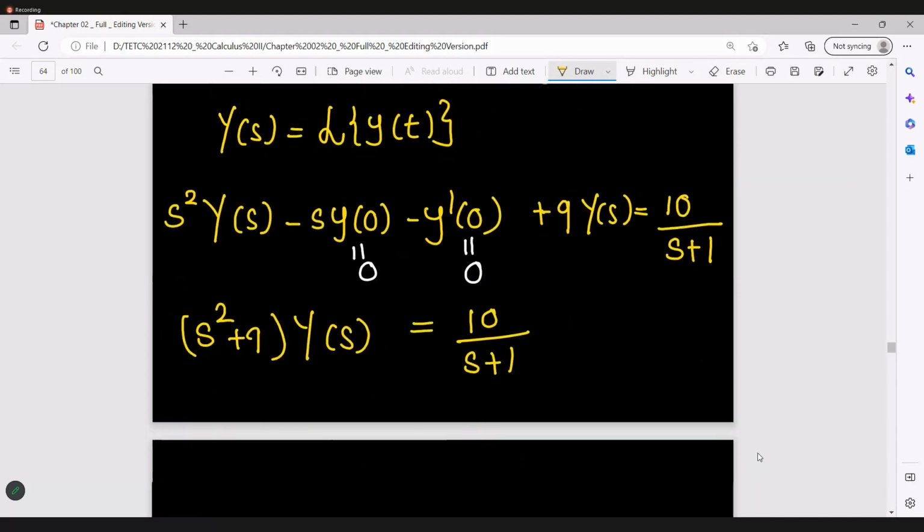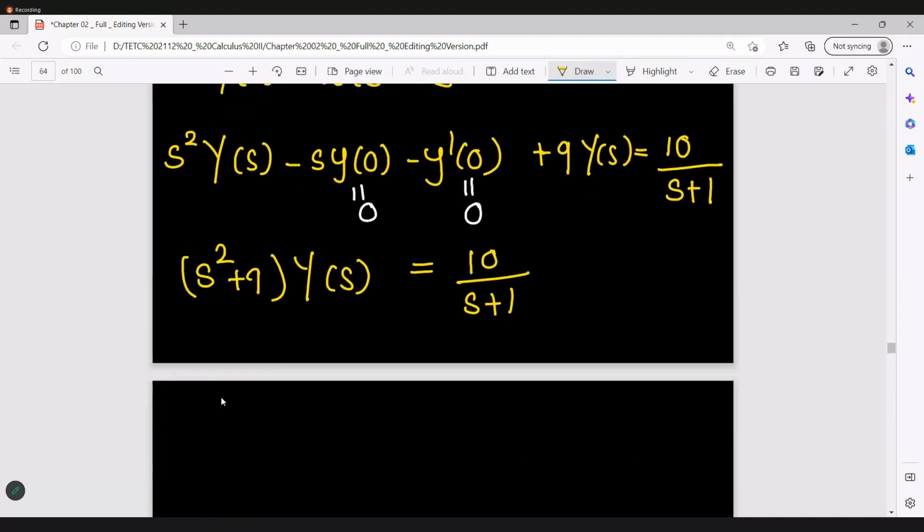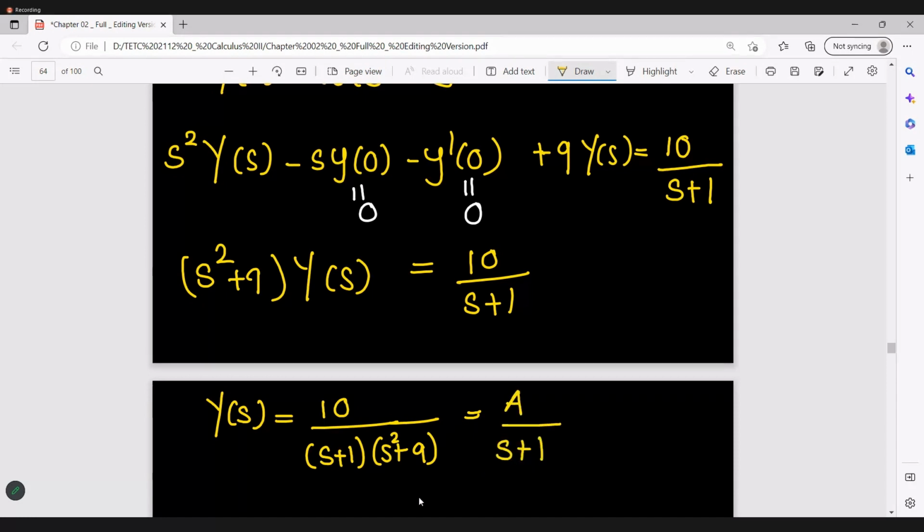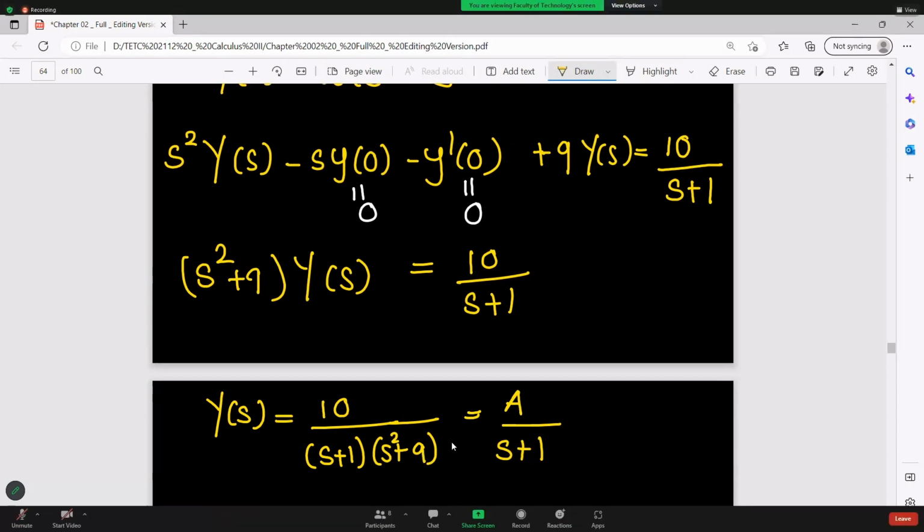So we can write capital Y of S as 10 over S plus 1, S squared plus 9. Then you need to find the partial fractions. How to write the expression to find the partial fractions here? The first one is a linear factor, but it is not repeating. So we can write it as A over S plus 1. And this one, is it linear or quadratic? Quadratic factor, and it is not repeating.